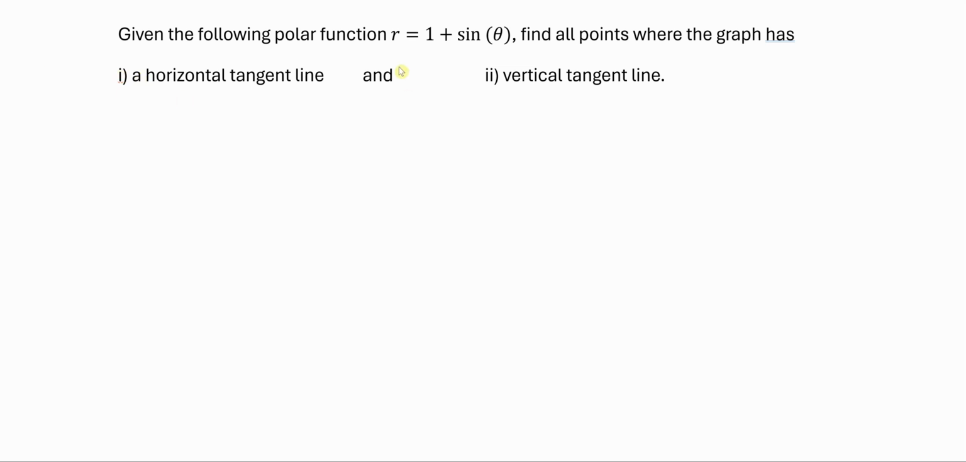So I have a polar function. R is expressed in terms of theta equals 1 plus sine of theta. And we want to find where the graph has a horizontal tangent line. A horizontal tangent line suggests where dy dx is equal to 0. And over here, a vertical tangent line is where dy dx is undefined. So that's the big picture.